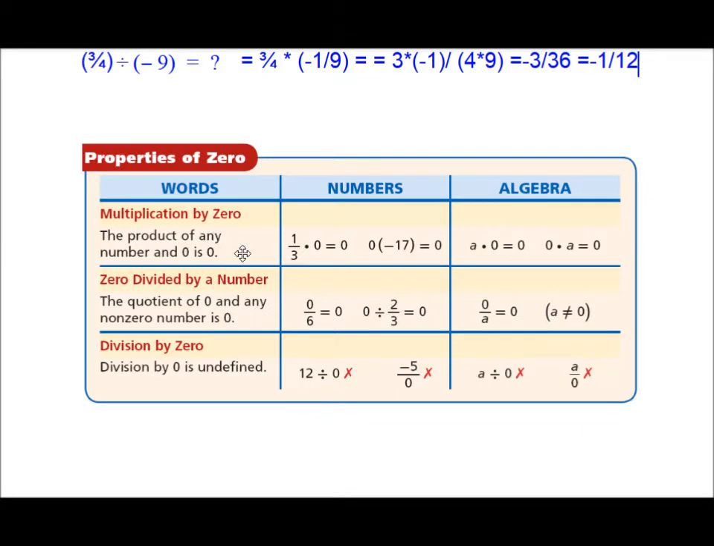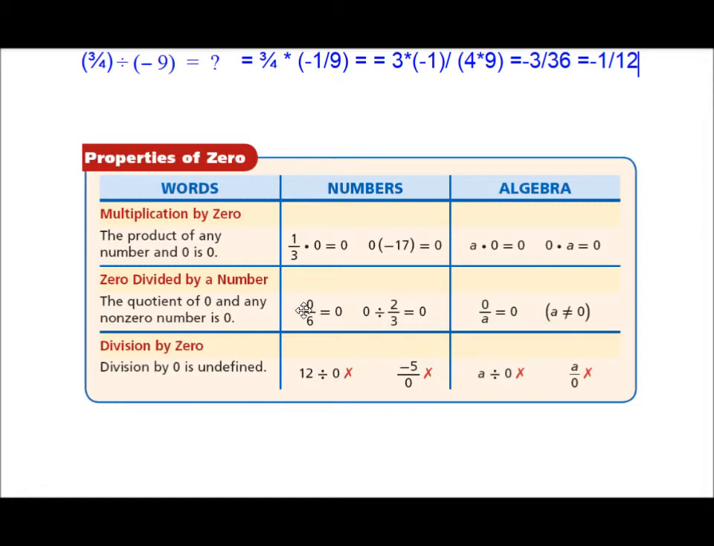Properties of 0, we can remember this. The product of any number and 0 is 0. You multiply anything with 0, the answer will be 0. 0 divided by a number: the quotient of 0 and any non-zero number is 0.